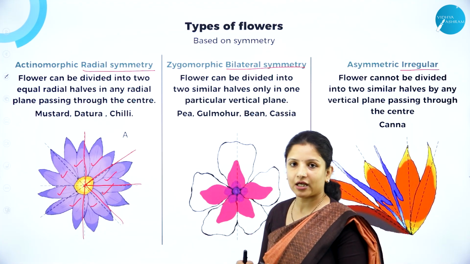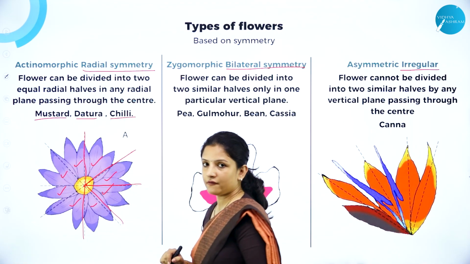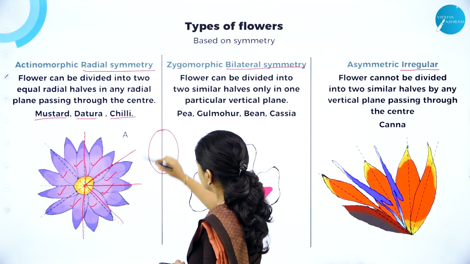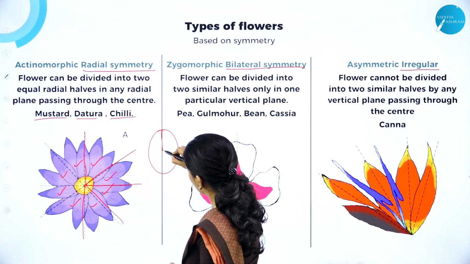Radial symmetry can be found in mustard flowers, datura flowers and chili flowers. It is like this: we have a flower wherein from the center you draw lines.